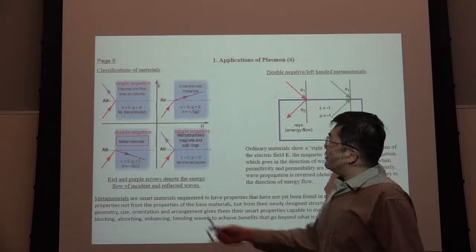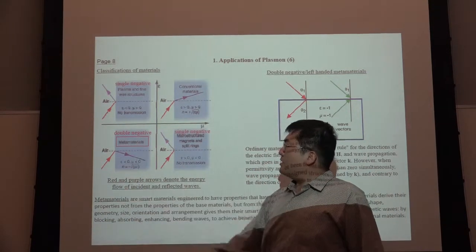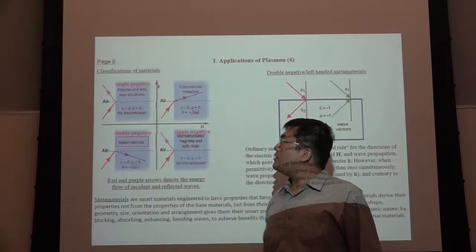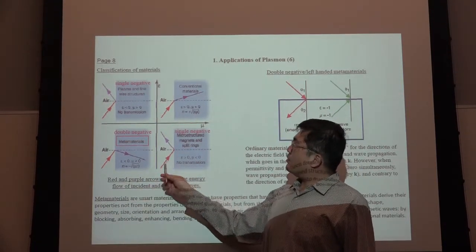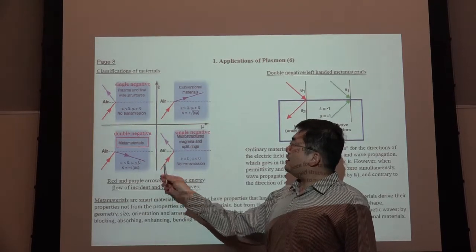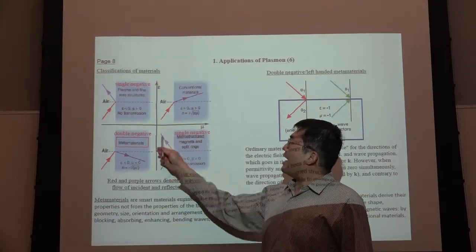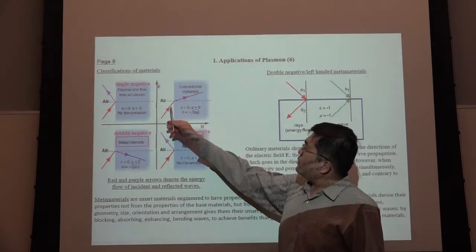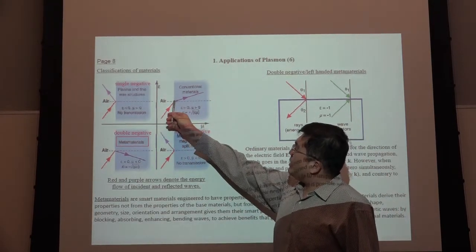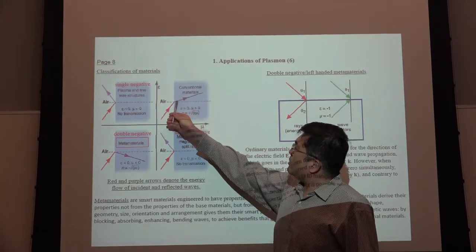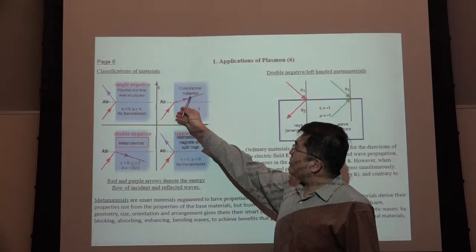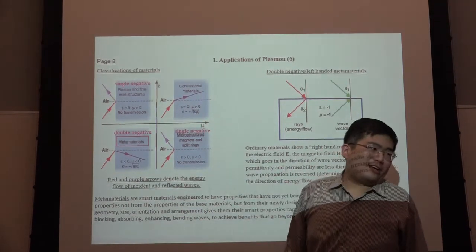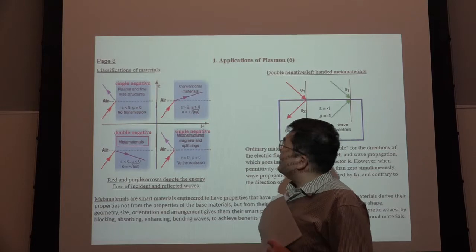Okay, this is important. You can see this part we call double negative. The refractive index here is negative. You can see this red and purple line is the incident wave and the reflected wave for energy flux. You can see here it's a conventional material. The incident wave can typically penetrate into this material, so it has refraction. It obeys Snell's law, right? Learn this.